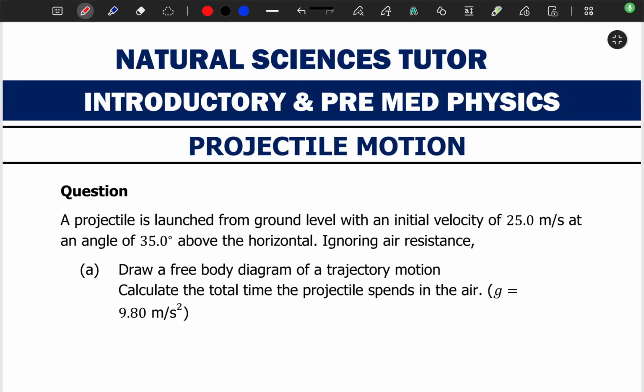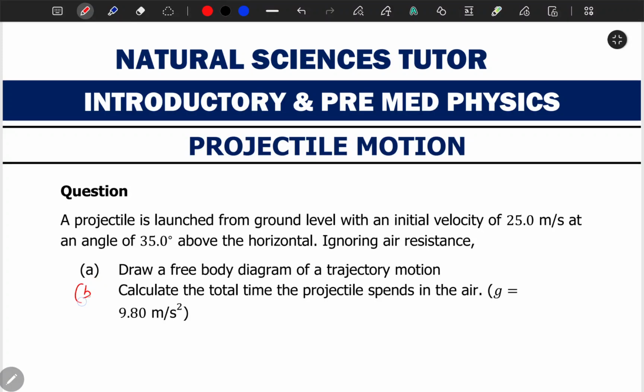We look at the projectile motion question. This is for introductory physics, and those who are doing pre-med, pay particular attention. A projectile is launched from ground level with an initial velocity of 25 meters per second at an angle of 35 degrees above the horizontal. Ignoring air resistance, draw a free body diagram of the trajectory motion.